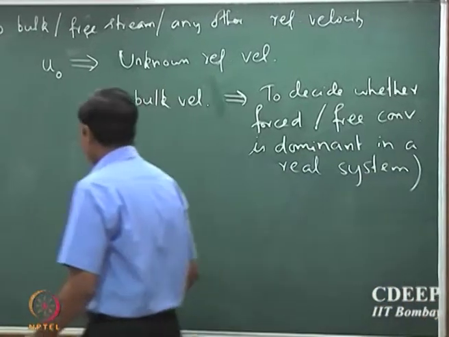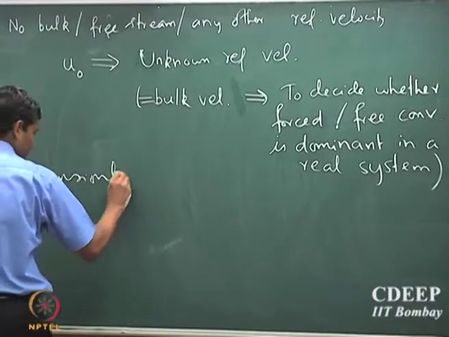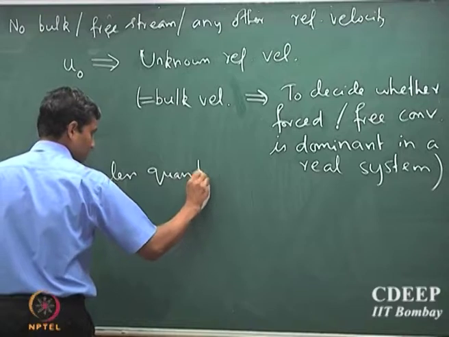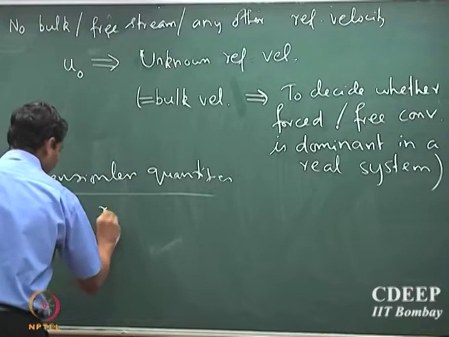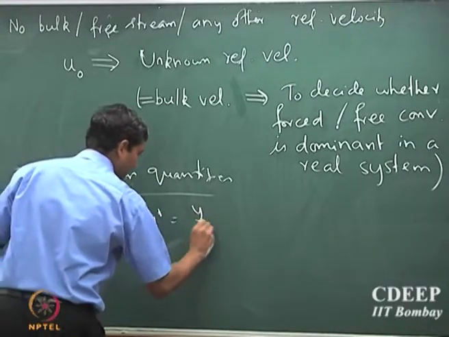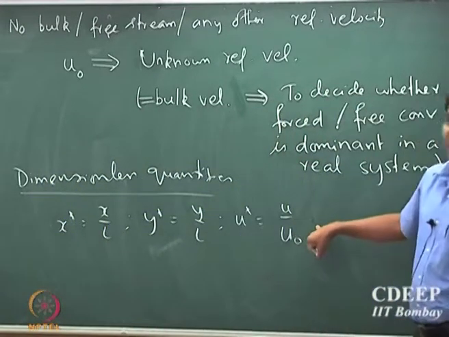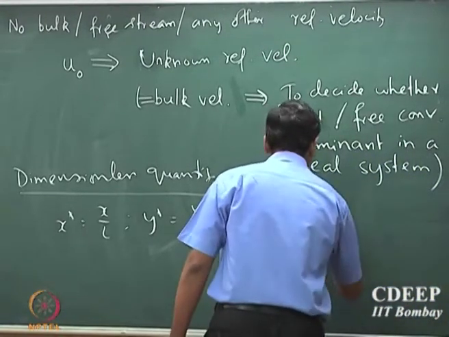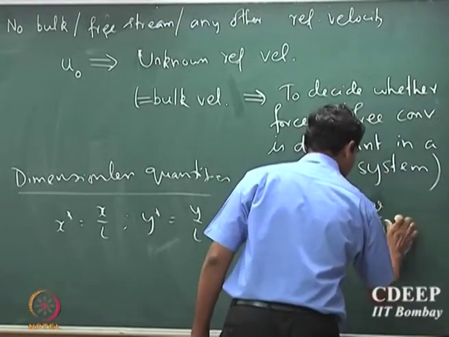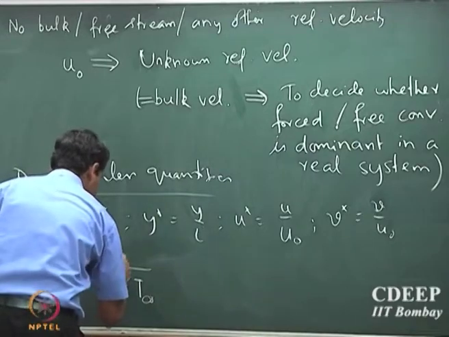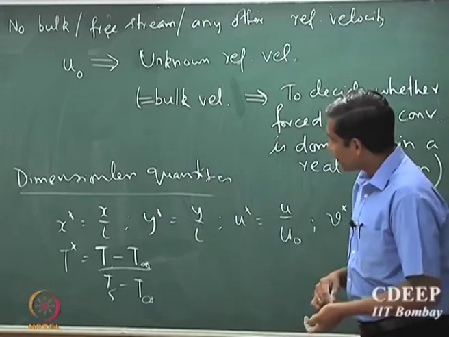Okay, so suppose we use this as the reference velocity and then we introduce the dimensionless quantities. We introduce the dimensionless quantities as x star is x by L, y star is y by L, u star is u by u naught. Note that we don't know what u naught is, it's still an unknown reference velocity, and v star is v by u naught. So that will be T star is (T minus T infinity) by (Ts minus T infinity). So that's my definition of all the dimensionless quantities.